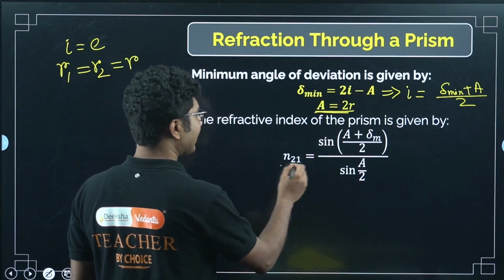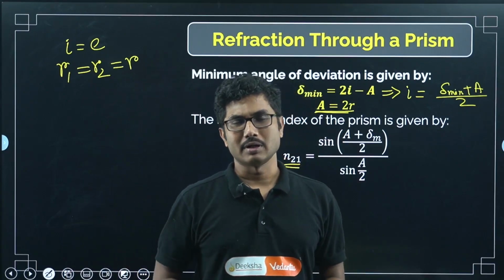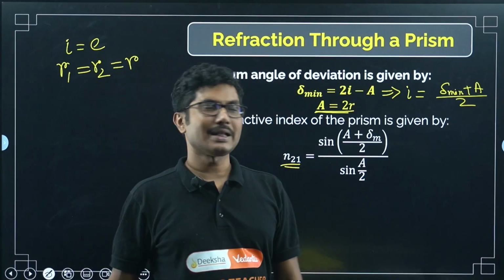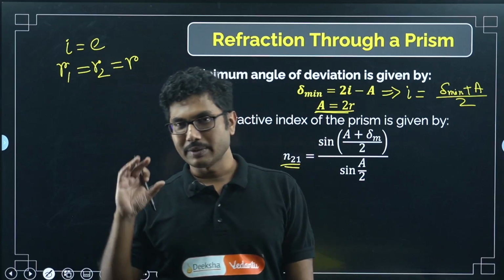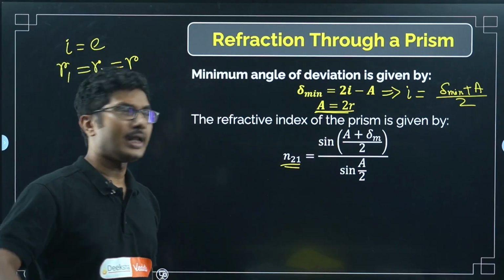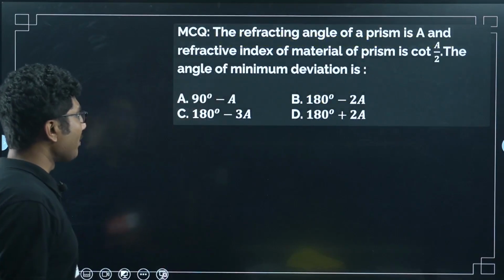Now here, even though we have mentioned n21, in most cases we are only going to cater for air. So basically you can consider the other medium to be air. So only the refractive index of the prism is calculated using this formula. This formula is also very important. Some numericals may come from this formula. So let's look into one problem.